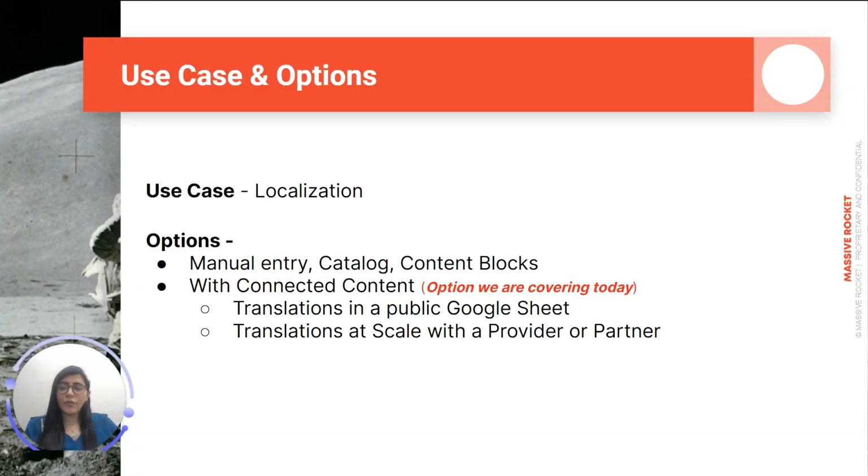In terms of available options within Braze, we have manual entry, message by message, catalog feature, content blocks, and there is connected content with Google Sheets and providers or partners for implementation at scale.